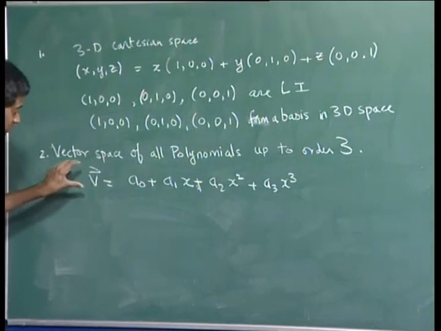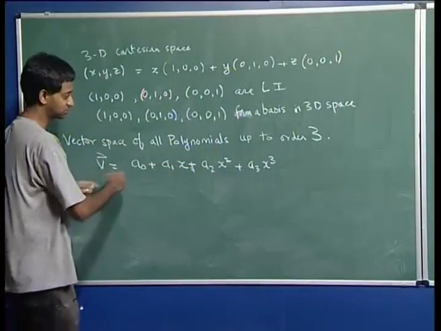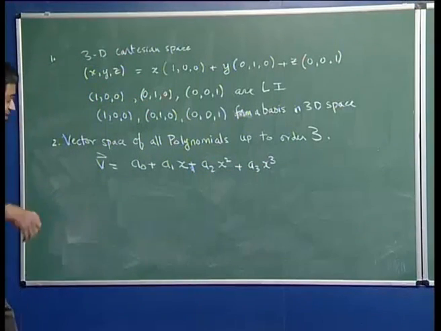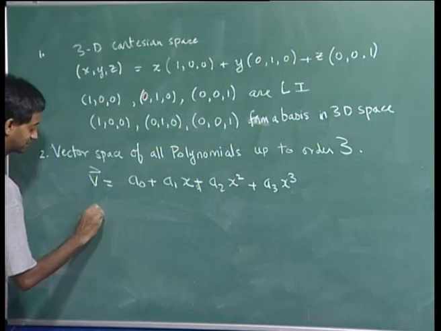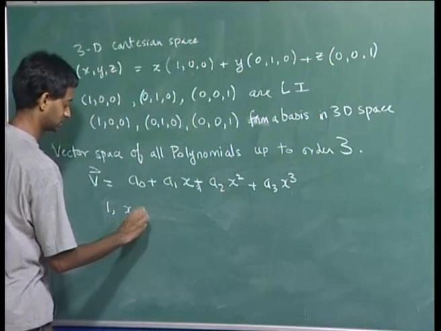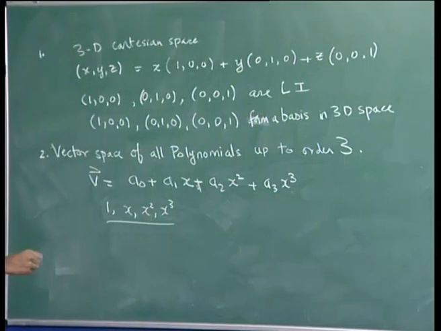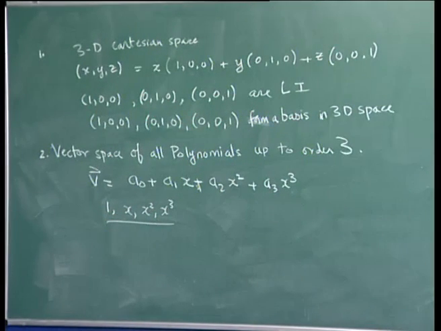Okay. So, the set of all possible vectors. If you take all possible vectors, you will get all possible polynomials up to order 3, and this forms a vector space. Okay. And now the question is, what would be a suitable basis for this vector space? And you can easily show that the vectors 1, x, x square and x cube, these 4 vectors, form a basis for this vector space.